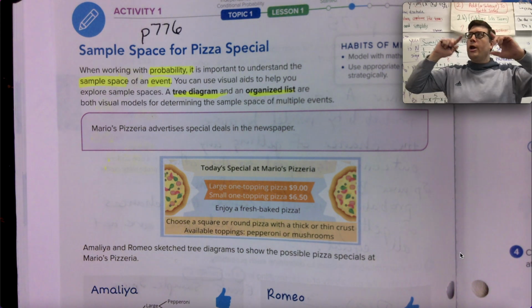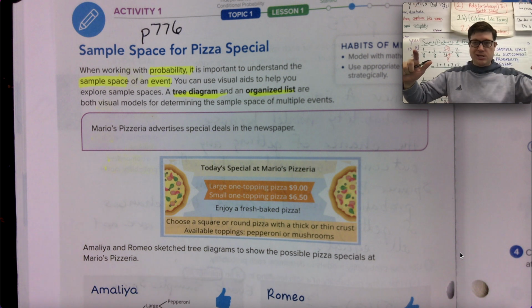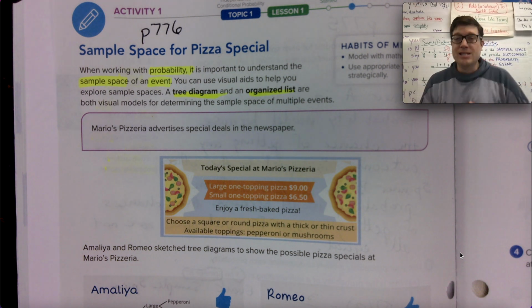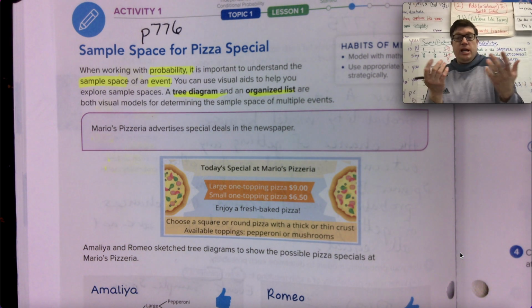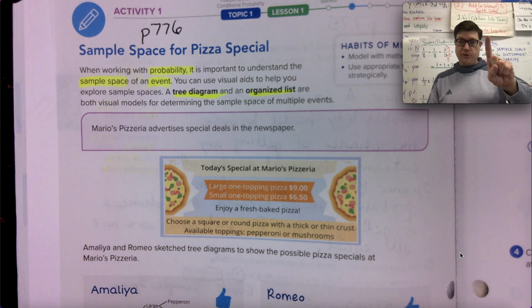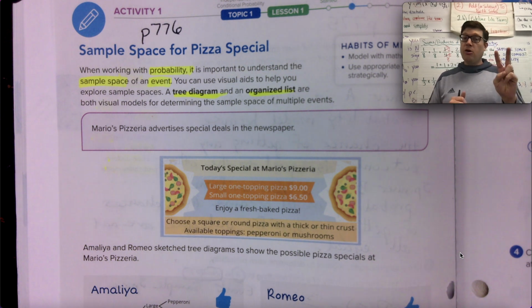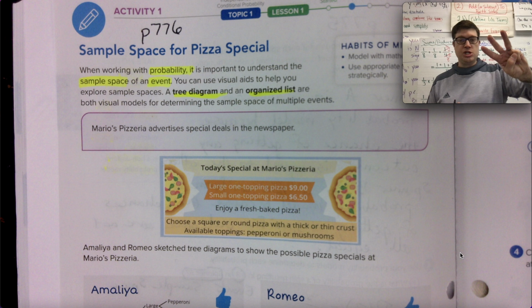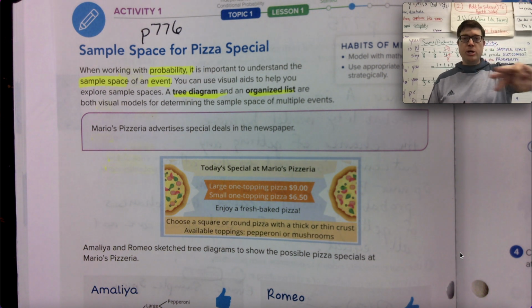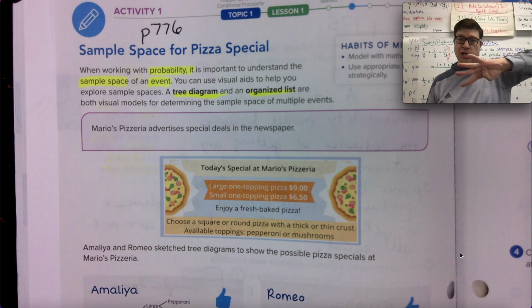Now think about it. What are all of the decisions that Amalia is going to have to make? She's going to have to decide, am I getting a large pizza or a small pizza? That's the first decision. Is she going to enjoy a square or round shaped pizza? So that's the second decision. Thick crust or thin crust, that's 3 decisions. And then available toppings, pepperoni or mushroom. So how many total decisions does she have to make?